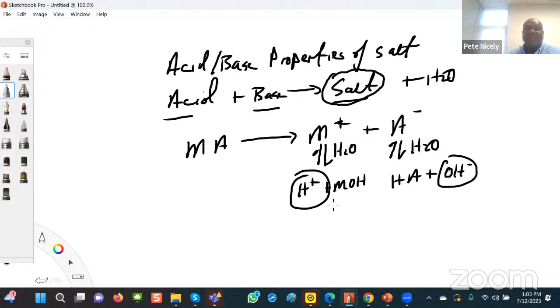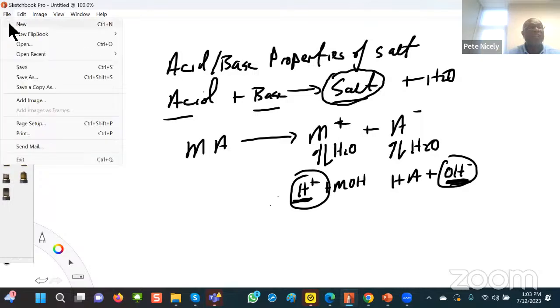So the question now becomes, which one is in greater amount at this juncture? If the OH minus is in greater amount compared to the H plus, then the OH minus would make the solution basic. On the other hand, if H plus is greater than the OH minus, then the resulting solution is going to be acidic. So let me just go through a couple of examples so that you see how this works. Let me get rid of this here.